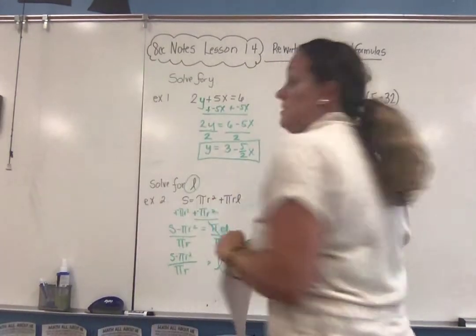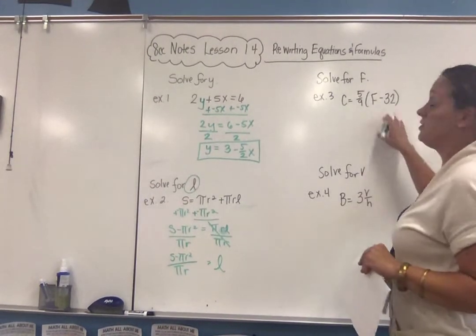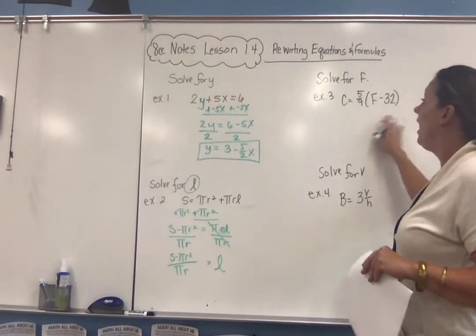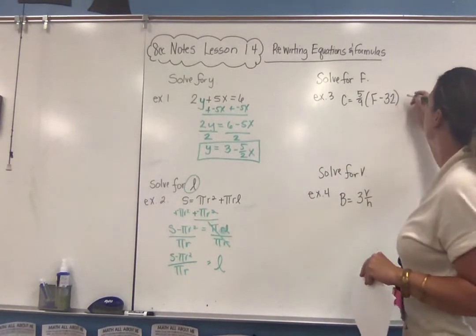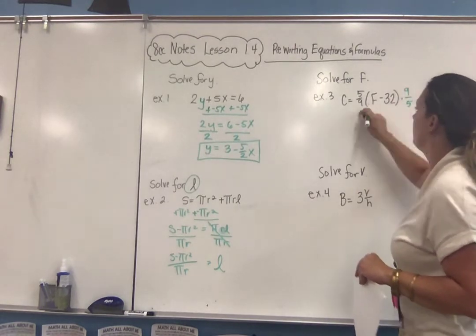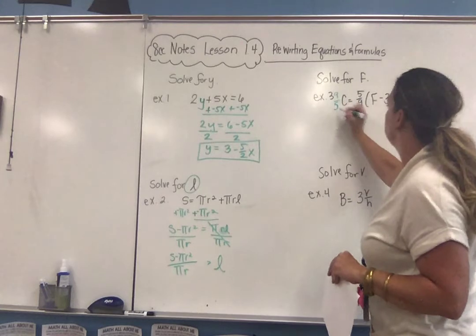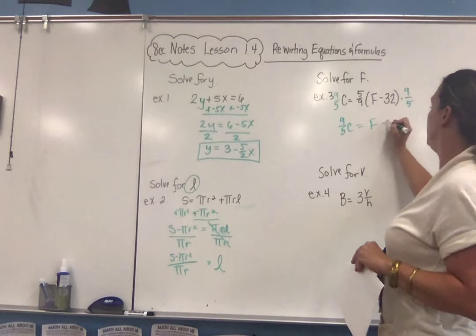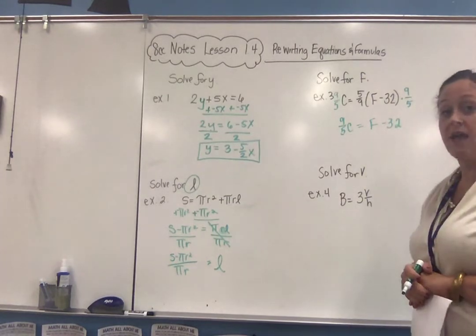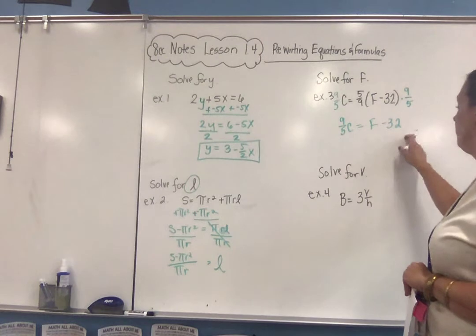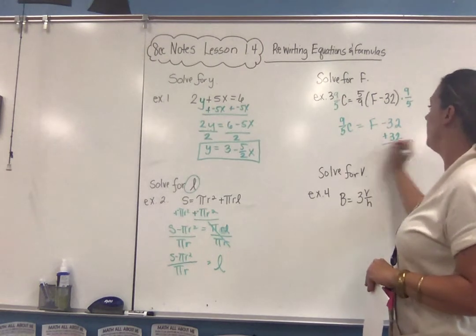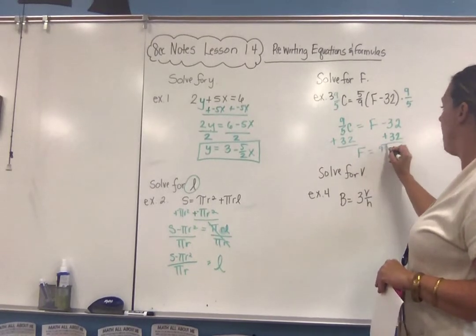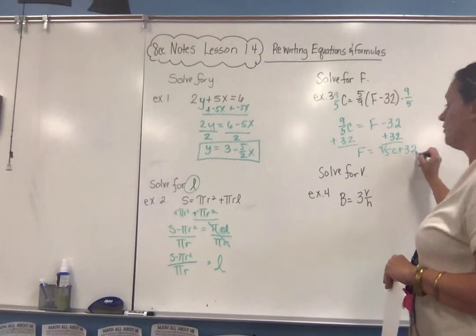In example 3, I'm solving for f. I could go ahead, distribute, and then do what I did before by moving the terms, or I could multiply both sides by 9/5 to get rid of the multiplying by 5/9. So I now have 9/5 c is equal to f minus 32. Because 32 is being subtracted from f, I add 32 to both sides to isolate my variable. I am now left with f is equal to 9/5 c plus 32.